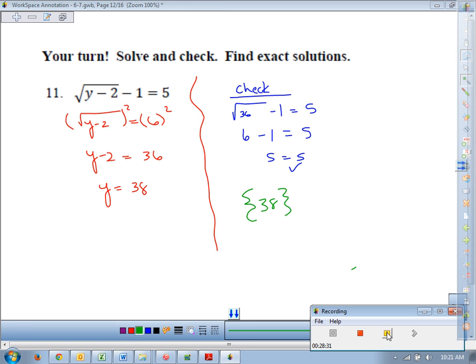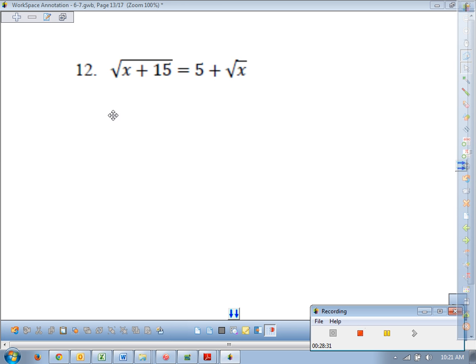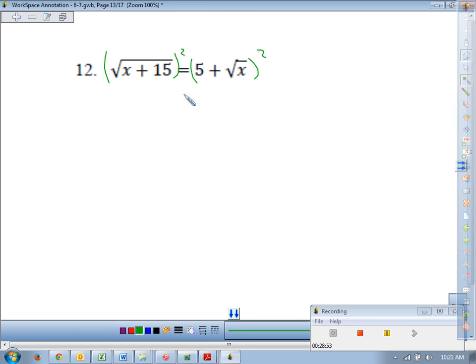Next one. Being how this has 2 different radicals, we got one radical isolated. We will get rid of him first and then see what ends up happening. What'd you get? Have we got a solution to this one? Well, let's see. I'm going to square both sides, right? What do you get over here? x plus 15 should equal 25 plus 10 square roots of x plus x.